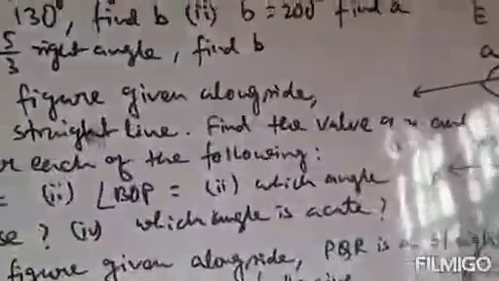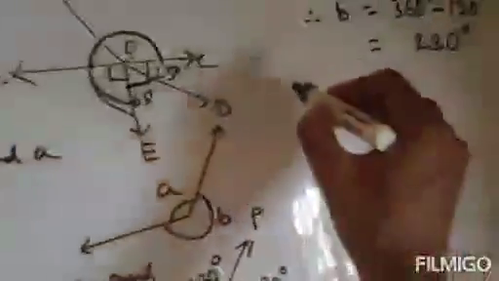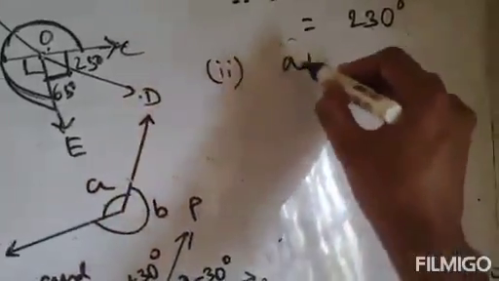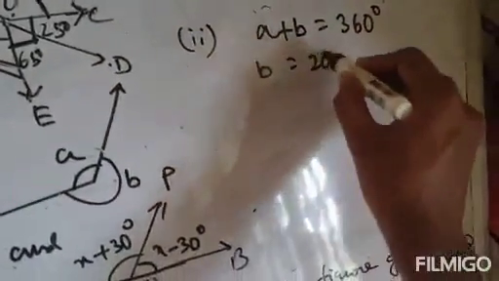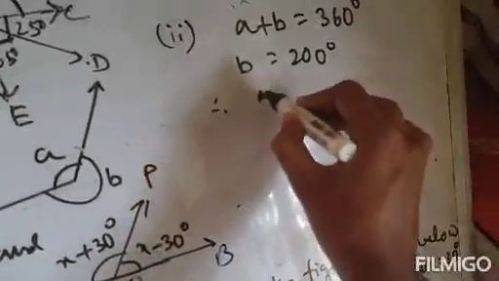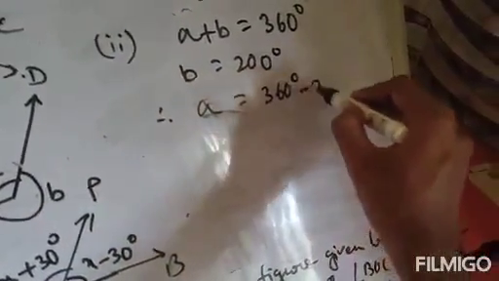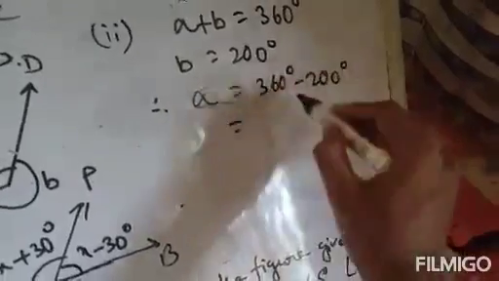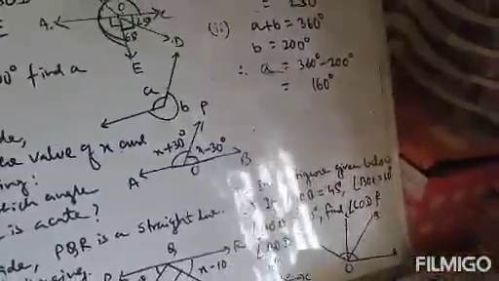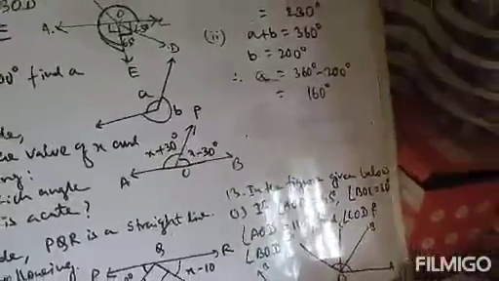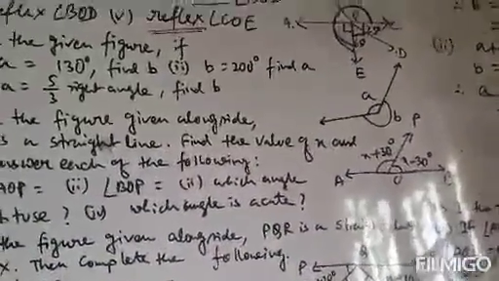Next, question number 2. If B is 200, find A. So same process. Now B is given. A plus B is 360 degrees. B is given as 200 degrees. If you want to find A, just subtract 200 degrees from 360 degrees. The answer will be 160 degrees. Clear? So if B is 200 degrees, A will be 160 degrees. That means the sum will be 360 degrees.